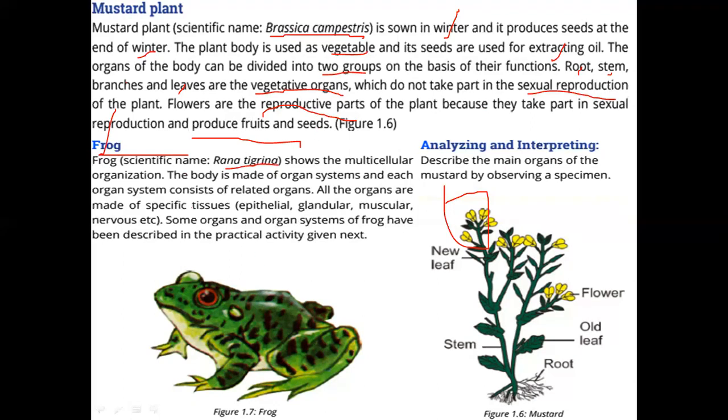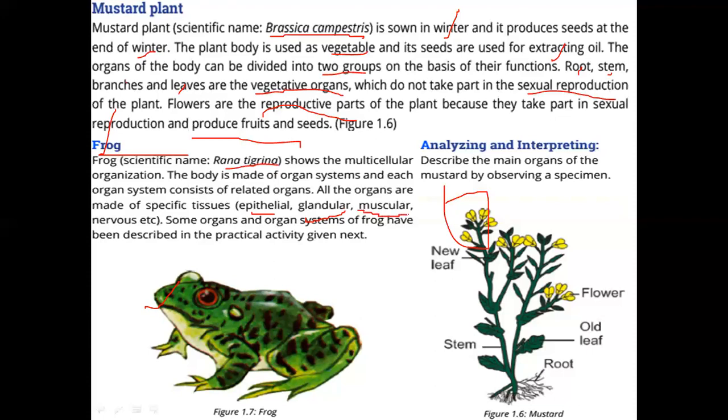And whenever we want to see different systems of the body, we see this dissection of Rana tigrina, and we can see how the systems are organized in the body. All the organs are made up of four specific kinds of tissues: epithelial tissues, that is of the skin; glandular tissues, which are present in the body, and they are glands, and they form some secretions like hormones, which are helpful in body growth.